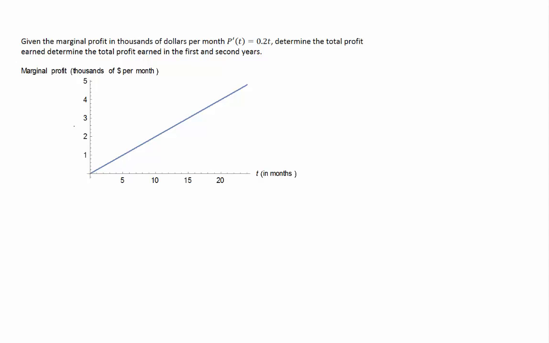So for the time being, what we're going to be doing is problems like this. Suppose that you have a marginal profit or revenue or cost. This function can be just about anything, but in this case it's in thousands of dollars per month, and it's given by this function. Then we would want to determine the total profit, and let's do it for the first and second years.